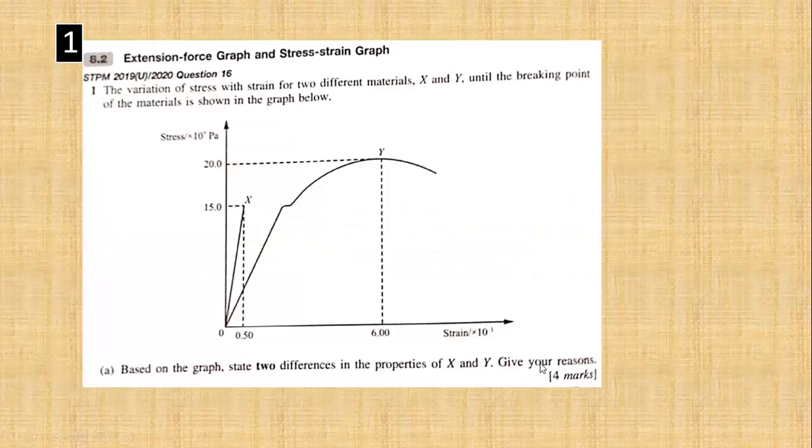Okay. The variation of stress strain graph. Right? This is 2019 U. The variation of stress strain graph for two different materials X and Y until breaking point of the material is shown in the graph below. Based on the graph, state two differences in property of X and Y. Give your reason. Yeah? Two different properties of X and Y.